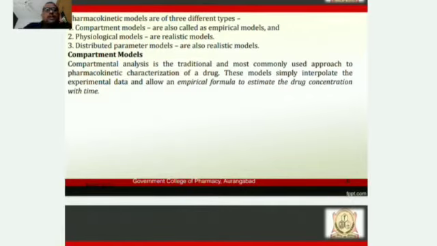The compartment analysis is the traditional and most commonly used approach to the pharmacokinetic characterization of drug. This model simply interpolates the experimental data and allows an empirical formula to estimate the drug concentration with time. So from this we can determine the concentration of drug in the body by using the empirical formulas, and we can determine the concentration of drug with time.